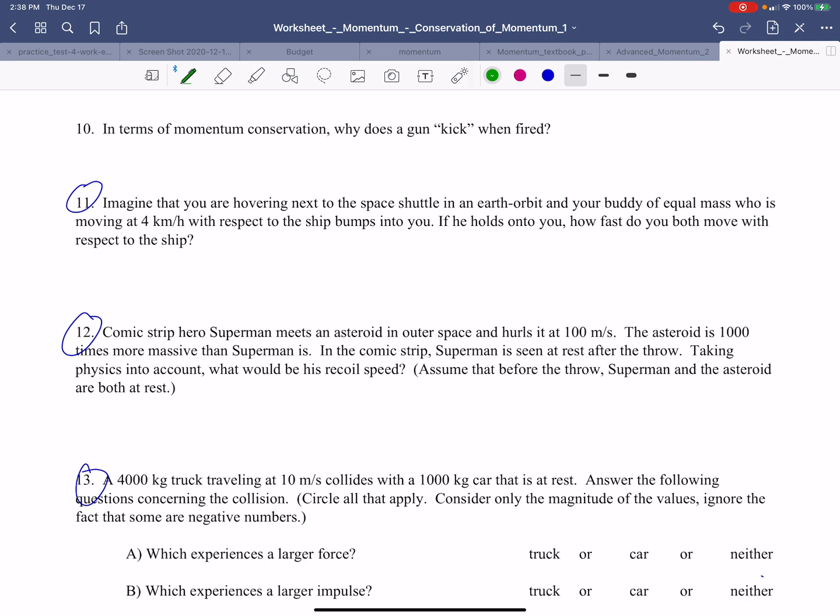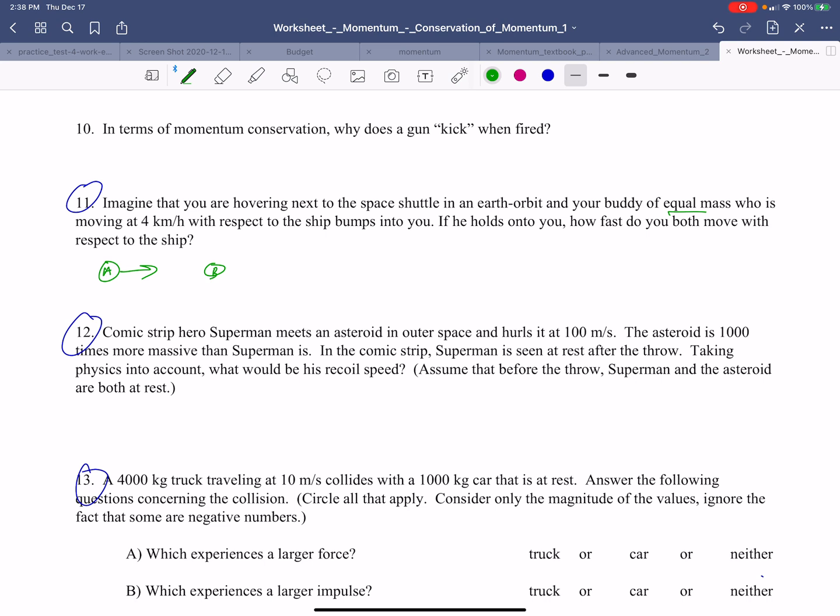So number 11, imagine you're hovering next to the space shuttle at an Earth orbit and your buddy of equal mass, who is moving at 4 kilometers per hour with respect to the ship, bumps into you. If he holds on to you, how fast do you both move with respect to the ship? So at its heart, this is an inelastic collision. You have object A, your buddy, is going to collide into you.